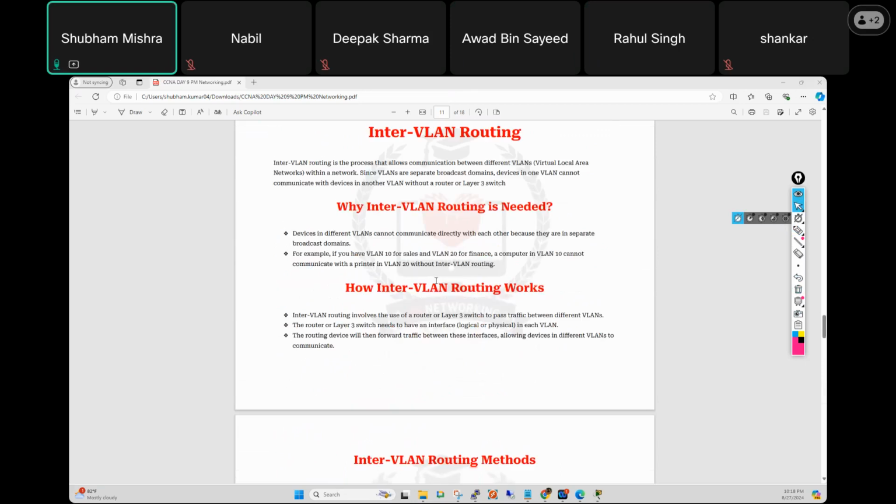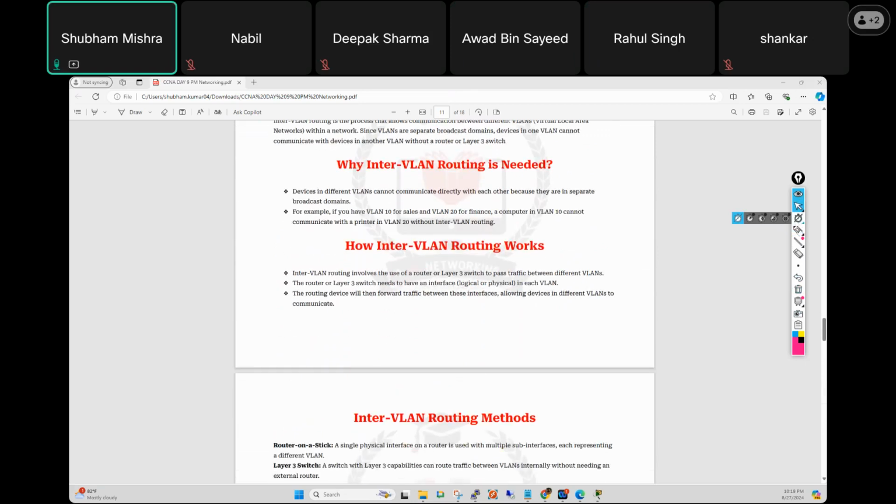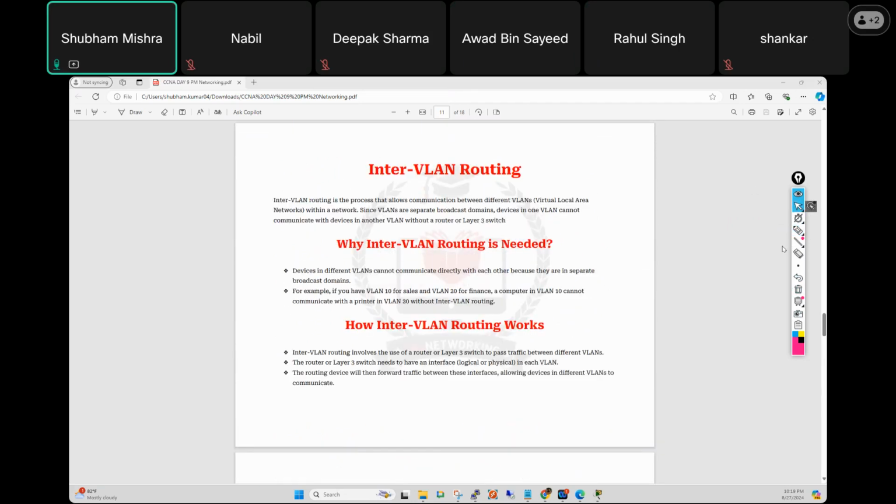Now how can we make communication possible? See here, I hope my screen is visible to all of you. See, why is inter-VLAN routing needed? Devices in different VLANs cannot communicate directly with each other, right? And it is needed to separate the broadcast domain. So that's the reason we need inter-VLAN routing.